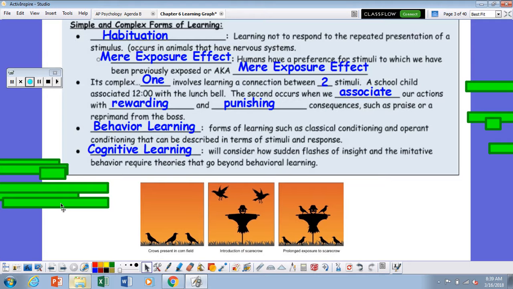So I want to talk a little bit about the mere exposure effect. We have our crows down here, and the farmer puts in a scarecrow, and at first the crows are scared of it, but over time, the crows become used to it, and they're not scared of the scarecrow.